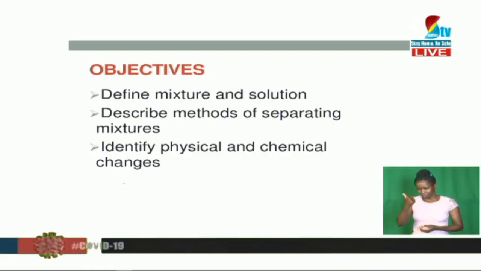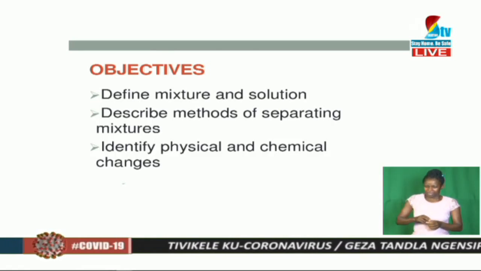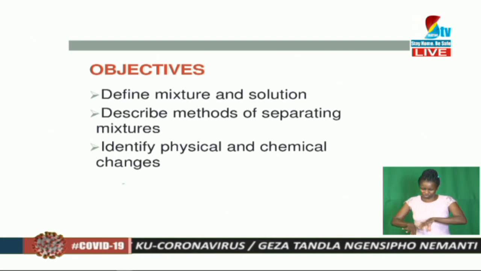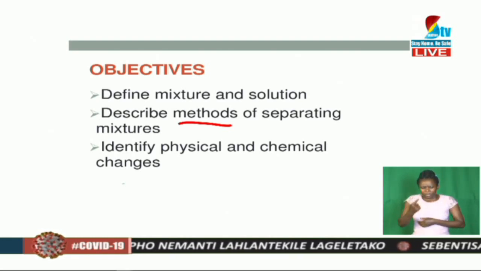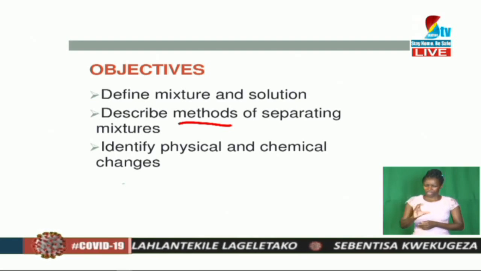So what would you like the viewer to have learned by the end of the lesson? At the end of the lesson, learners at home, we expect you to be able to define mixture and solution. You must be able to define what a mixture is and what a solution is. Secondly, you must be able to describe methods of separating mixtures. And then lastly, you must be able to identify physical and chemical changes. That is what I'm expecting the learners to have achieved by the end of the lesson.